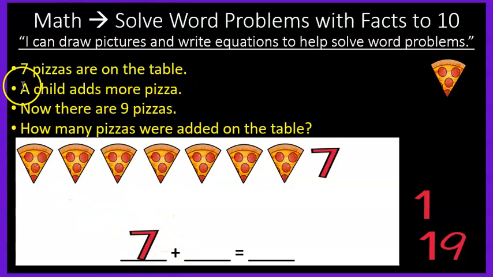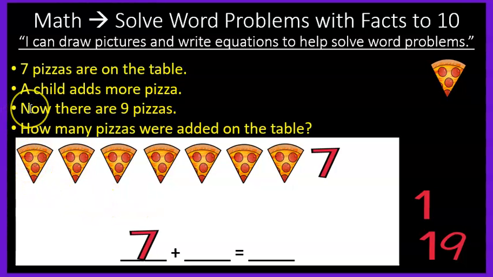Now we read this second sentence. Let's read it together. Read it with me. A child adds more pizza. Now, boys and girls, what this means is some more pizzas are going to have to be added here, okay? We don't know how many pizzas we're going to add just yet. We got to keep reading, okay?